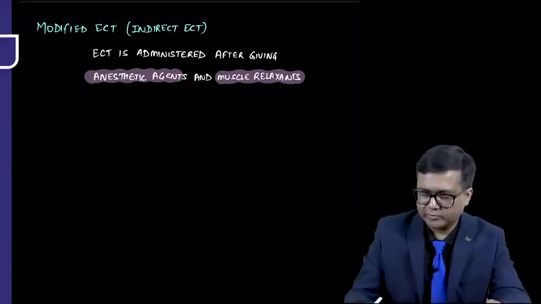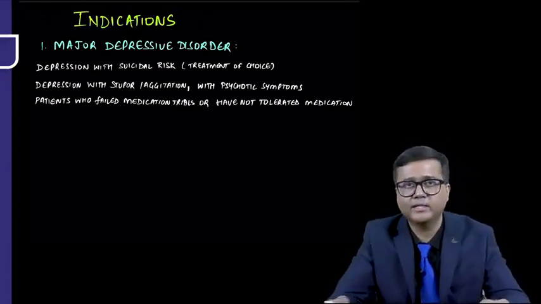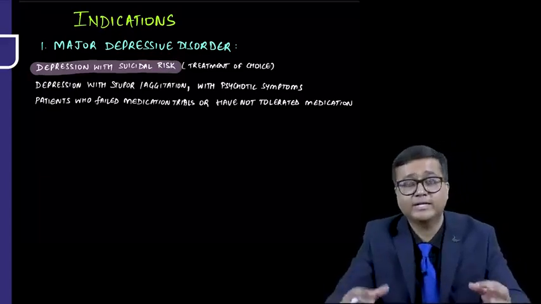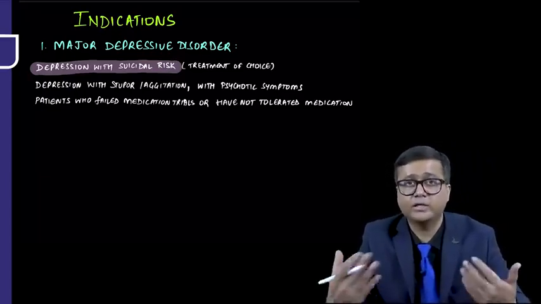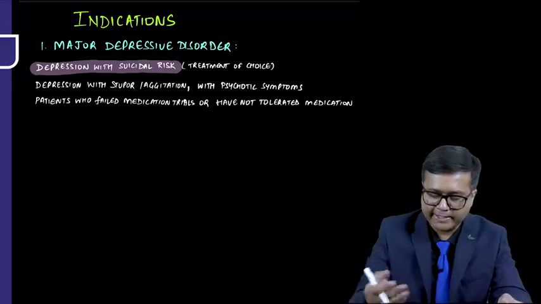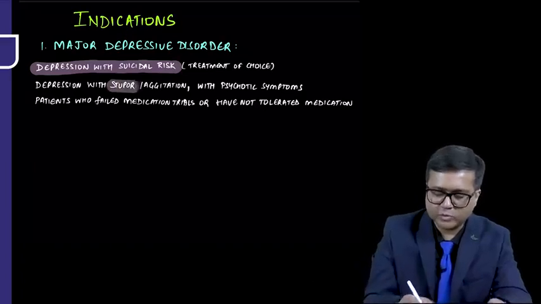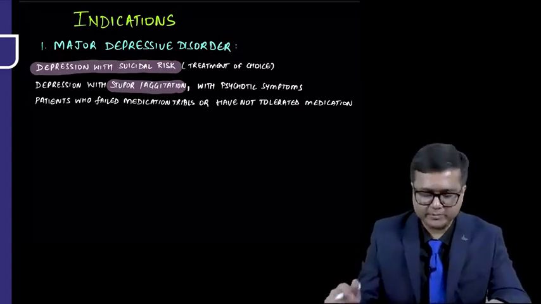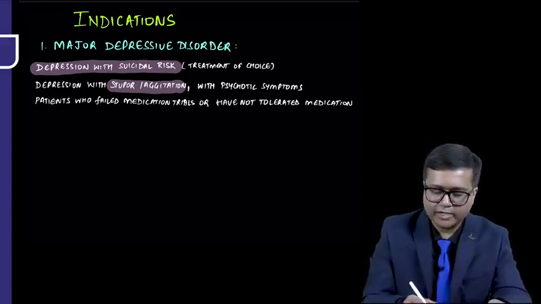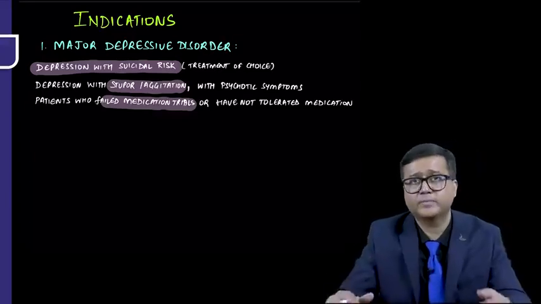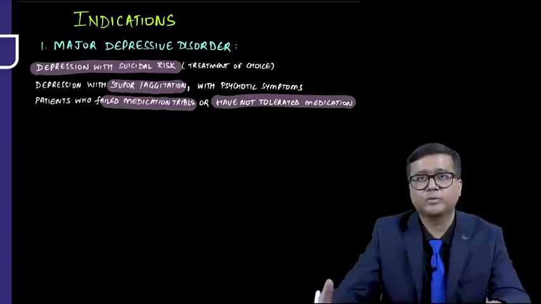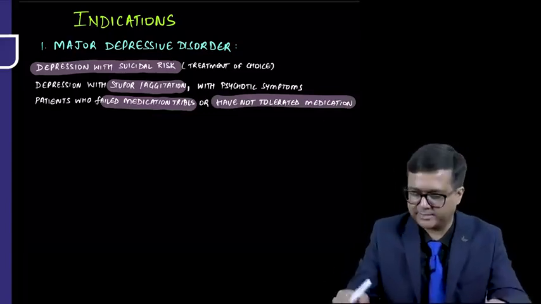So let us understand some of the indications of ECT. In major depressive disorder, ECT can be given in conditions such as when there is depression with suicidal risk. In fact, it is the treatment of choice when there is suicidal risk. It can also be used when there is depression with stupor, or severe agitation, or depression with psychotic symptoms. And also if the patient has failed a medication trial, you've given medication but there is not much response, or is not tolerant to the medication, then also we can consider ECT.